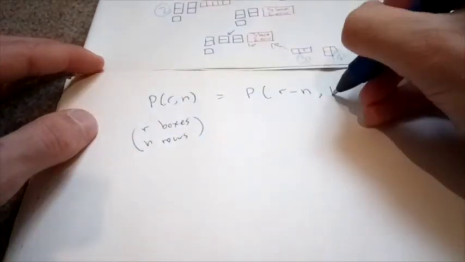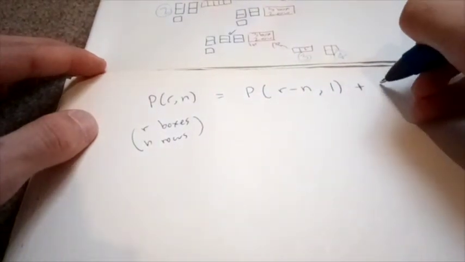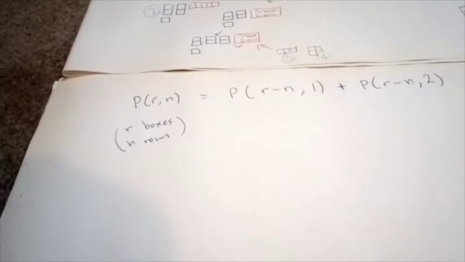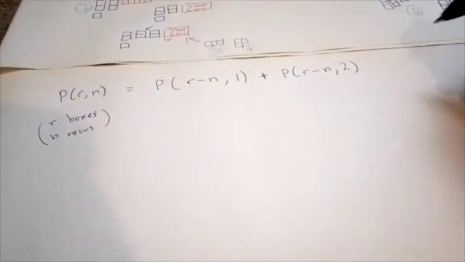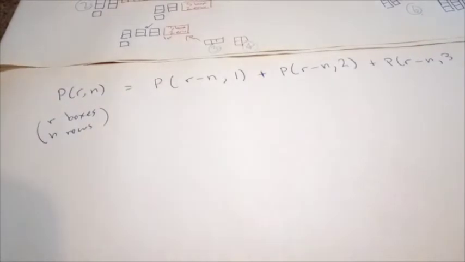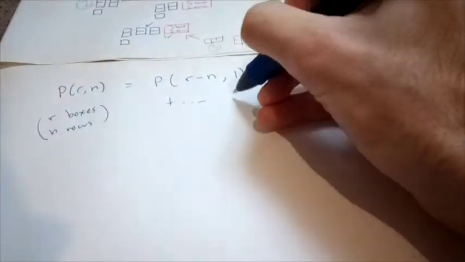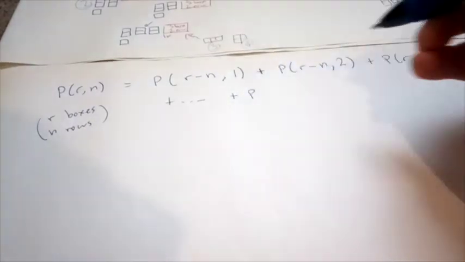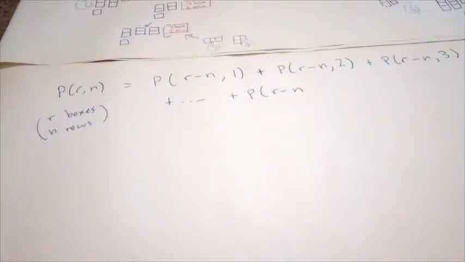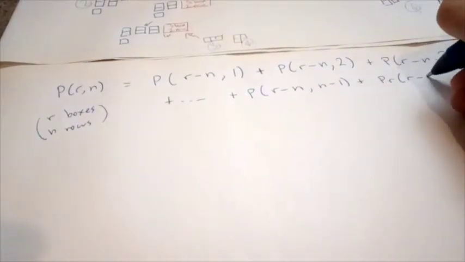So I could either stick them all on the first row, or, since I'm counting things, or means plus, I could stick those remaining R minus N boxes on the first two rows to make a two row Young diagram, or on the first three rows to make a three row Young diagram, and so on. Up to, I could stick them on all the rows except the last one, that's N minus 1, or I could stick them on all the rows, N.